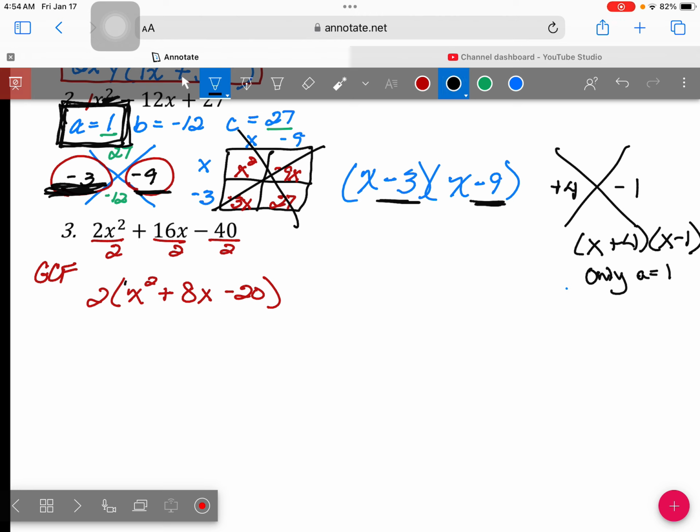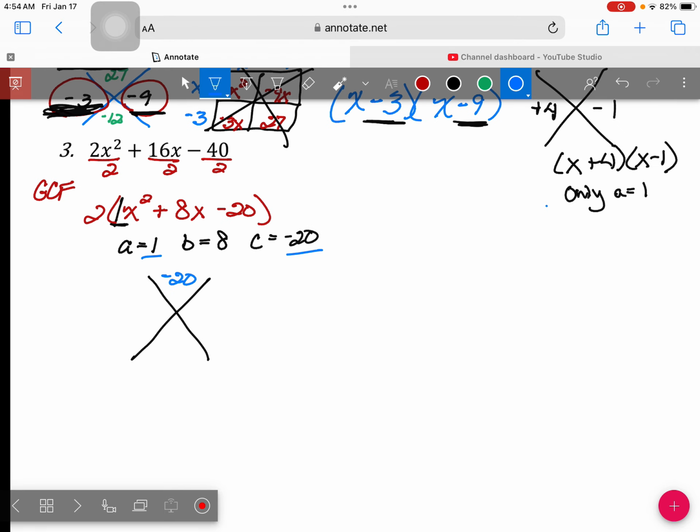Now, as you notice, my new trinomial has a 1 here, so we can try that. No other greatest common factor. A is equal to 1. B is equal to 8. C is equal to negative 20. And when I'm doing this, A times C goes at the top, so that is negative 20 at the top, and B goes on the bottom. So factors of negative 20 that add to be 8.